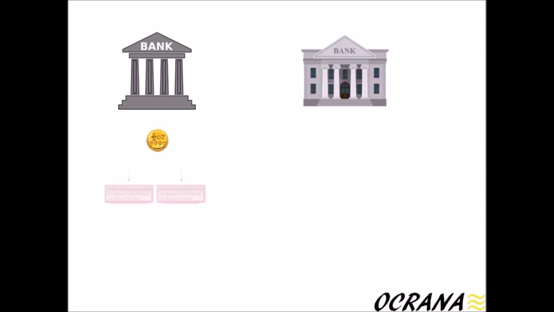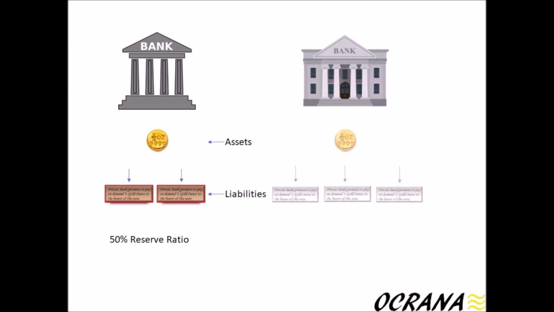If the new bank issues 2 notes for every half-ounce coin it has, it is said to be running on a 50% reserve ratio. This is because it has 2 liabilities for every asset it has. The original bank had issued 3 notes for every half-ounce coin it had. It was running on a 33.33% reserve ratio. This is because for every 3 liabilities the bank had, it had 1 asset.